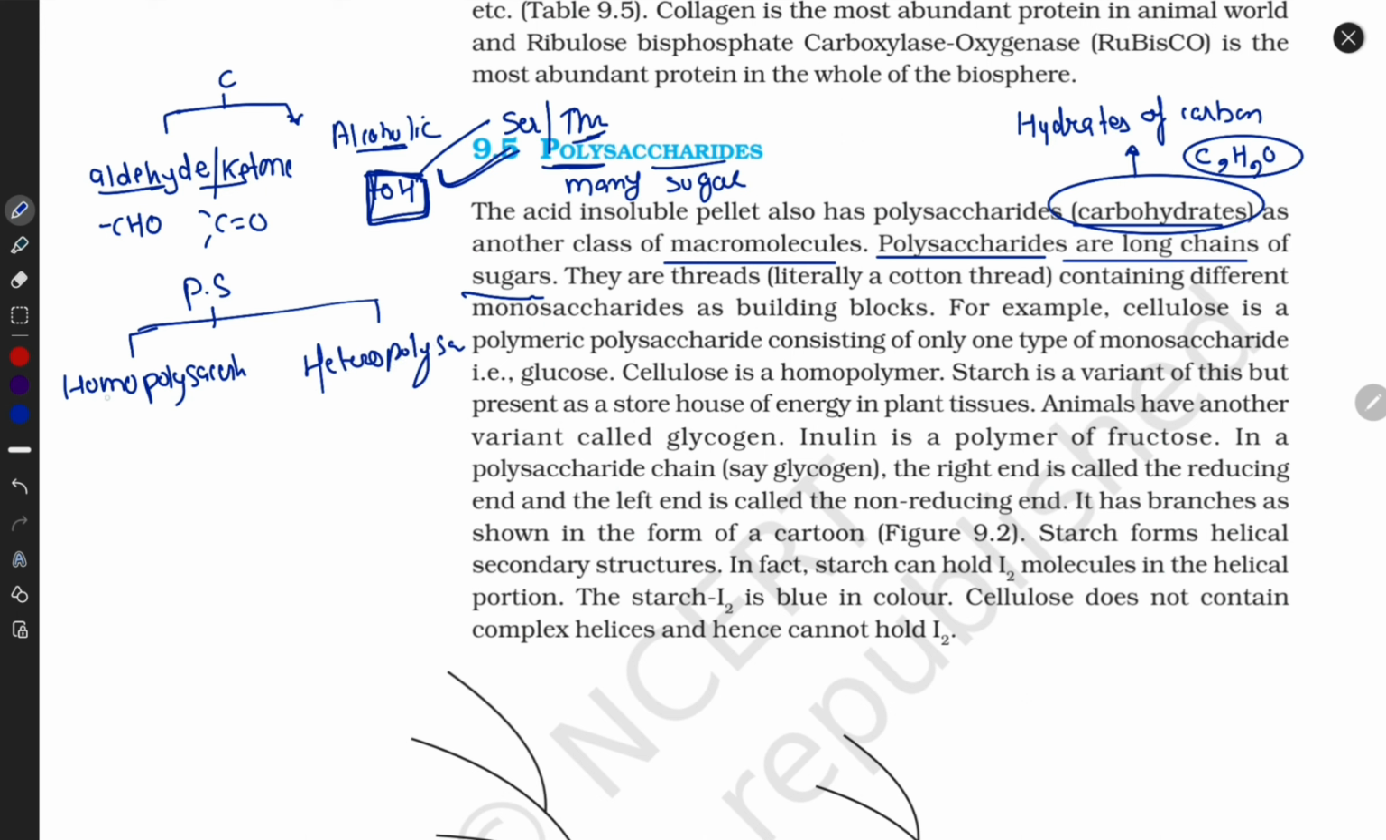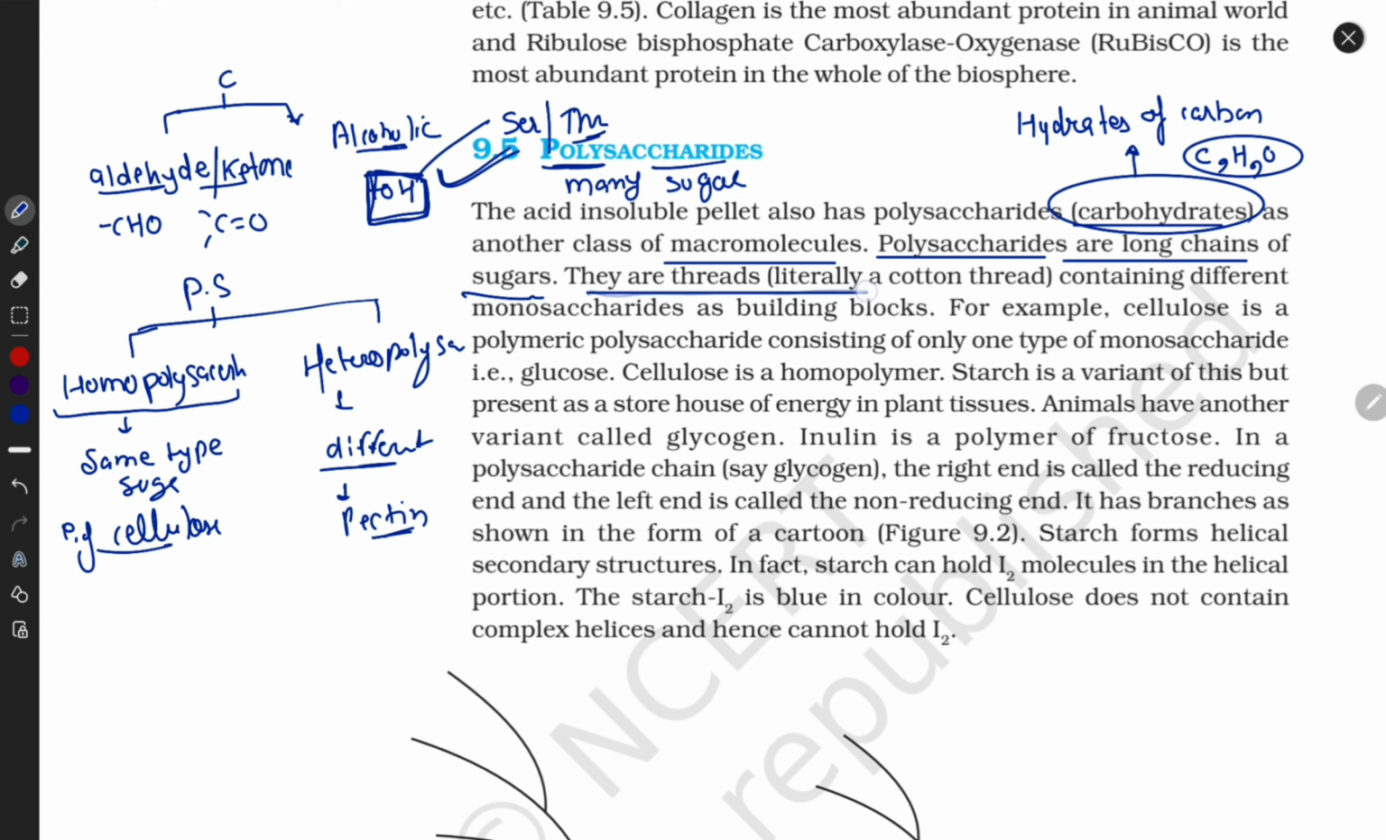Okay, what is the special feature of homopolysaccharides? They have the same type of sugar group, and heteropolysaccharides have different types of sugar groups. An example is cellulose, and their example is pectin. Clear, guys? Very clear. They contain different monosaccharides as building blocks.